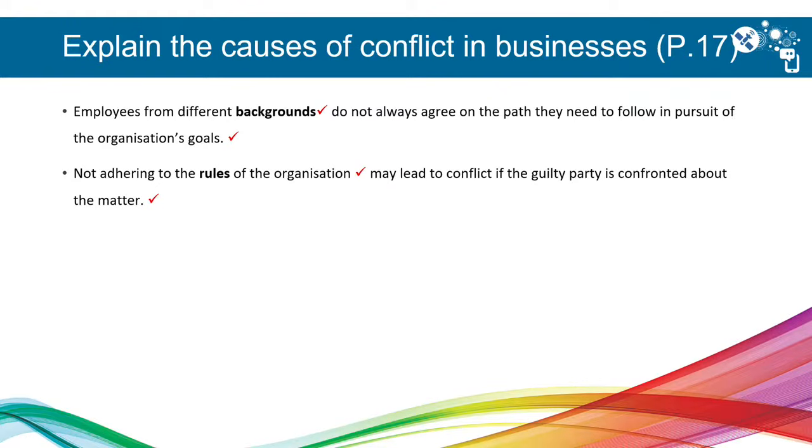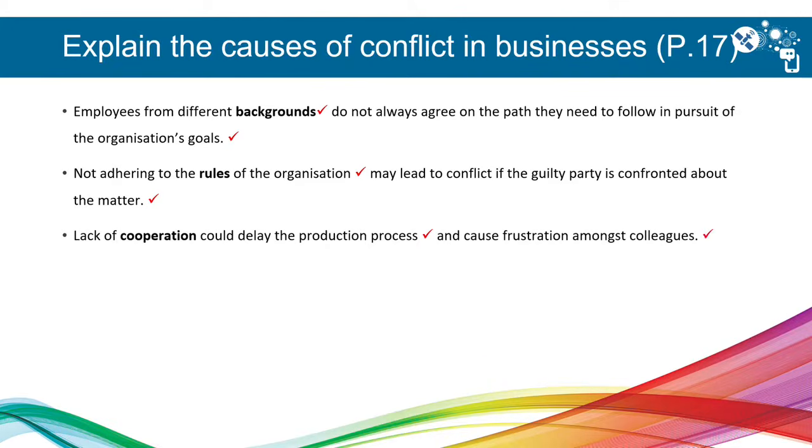Yes. All right, so moving on to the next one there, not adhering to the rules of the organization may lead to conflict if the guilty party is confronted about the matter. All right, so that's the second aspect that we referred to earlier. Lack of cooperation could delay the production process and cause further frustration amongst the colleagues. All right, so lack of cooperation will give you the 1 mark, but then you need to provide the qualifier. What is actually going to happen there?